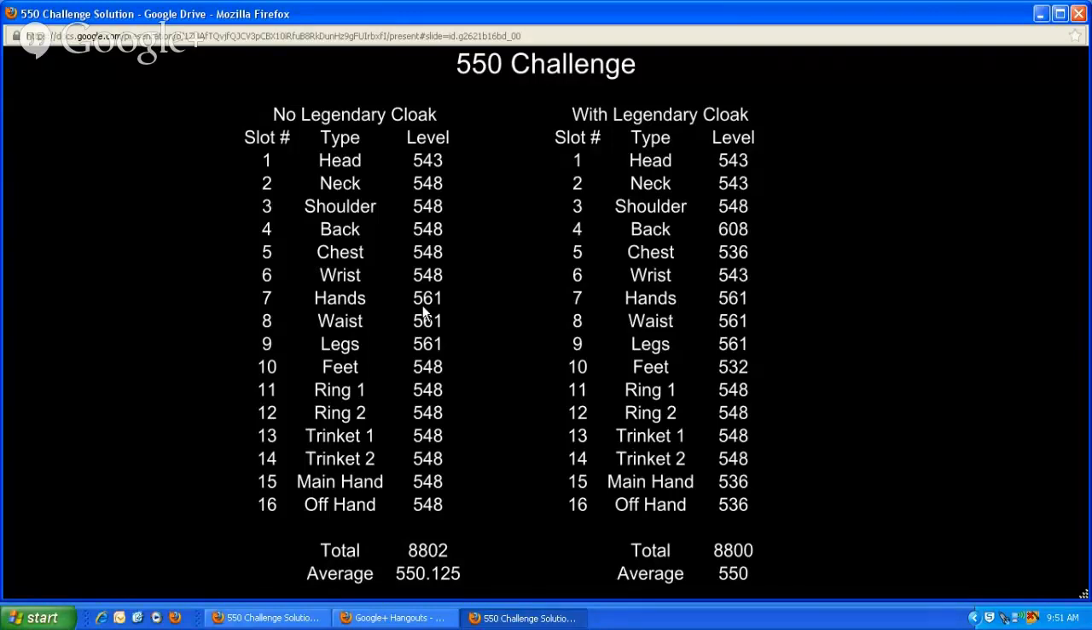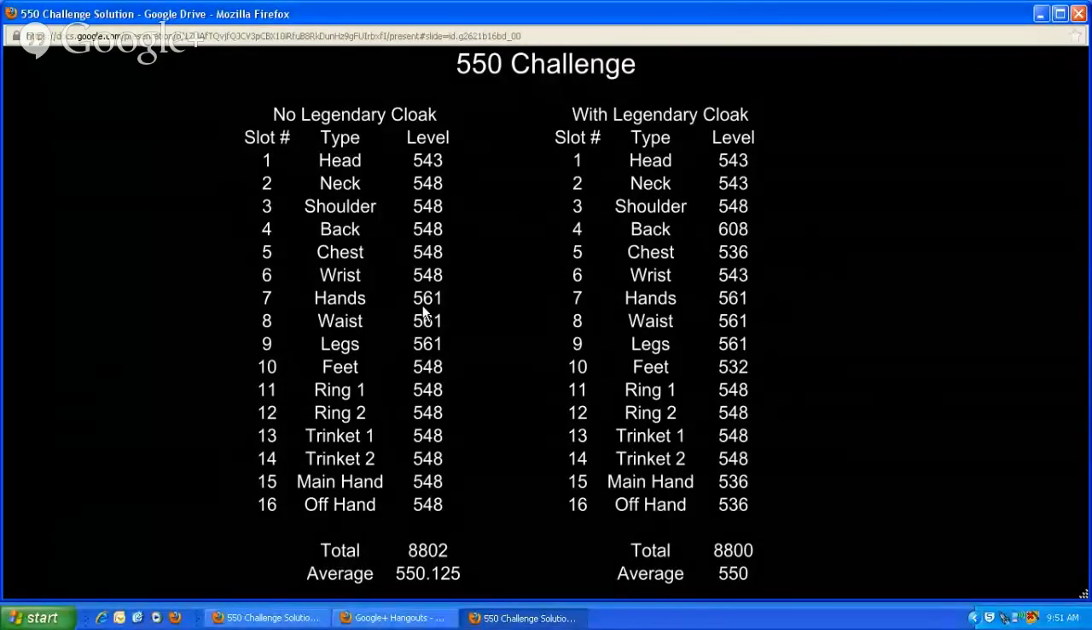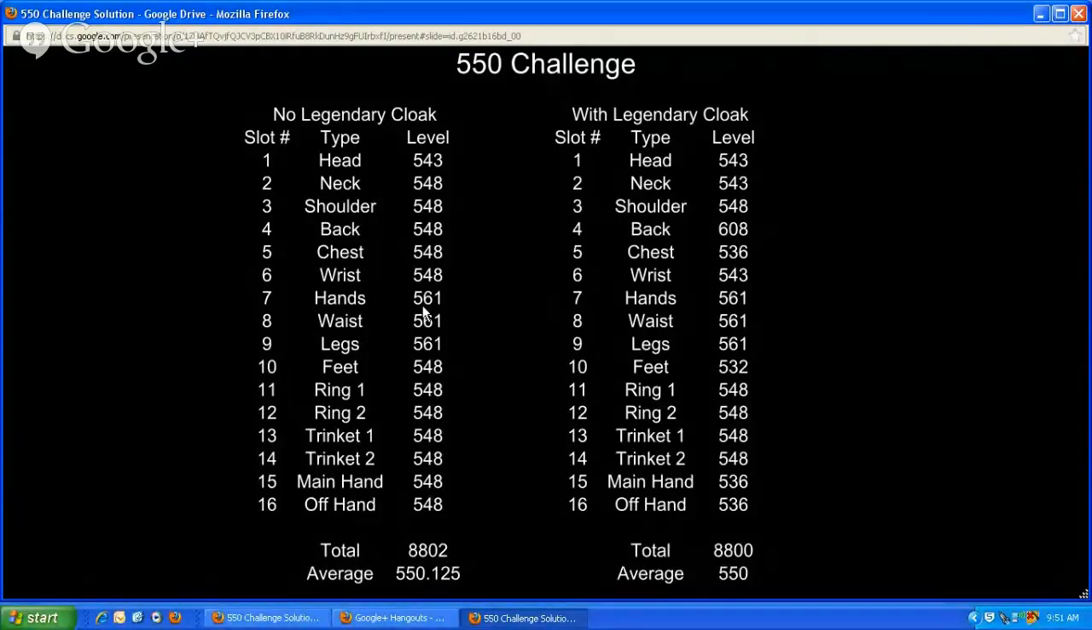So you see with the non-legendary cloak, I tried to get as close to the 8,800 as I could. I got 2 points over. So with that mix, that's there. And then with the cloak, it actually allows you to hit spot on to 8,800 here. And you see with the legendary cloak, because of the high level of the cloak, the 600 level cloak compared to everything else, it makes it a lot easier for you to get to that higher level.